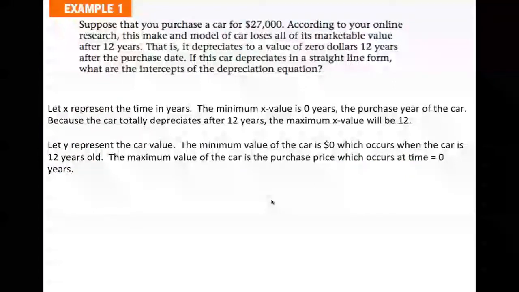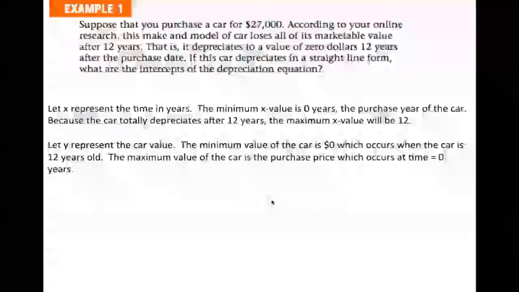So let's look at an example. Suppose you purchase a car for $27,000, and according to your online research, this make and model of car loses all of its marketable value after 12 years. That is, it depreciates to a value of $0 12 years after the purchase date. If this car depreciates in a straight line form, what are the intercepts of the depreciation equation? Well, I showed that to you in the graph before, but now let's talk it through to make sure you understand it because it's a very important concept.